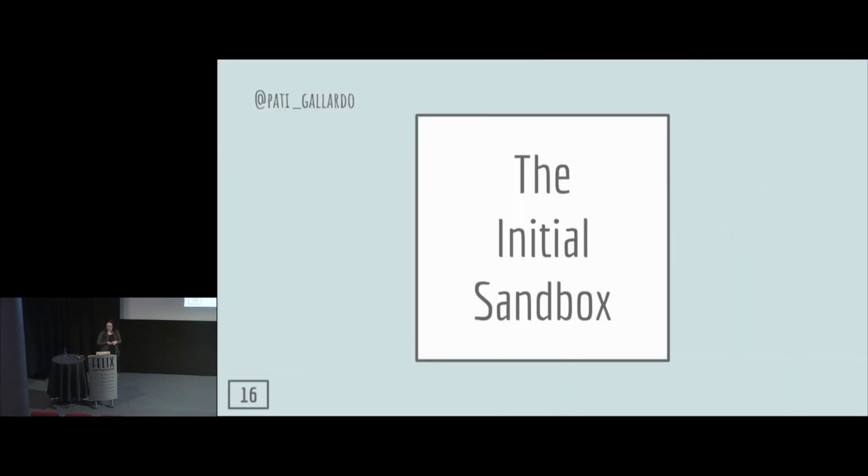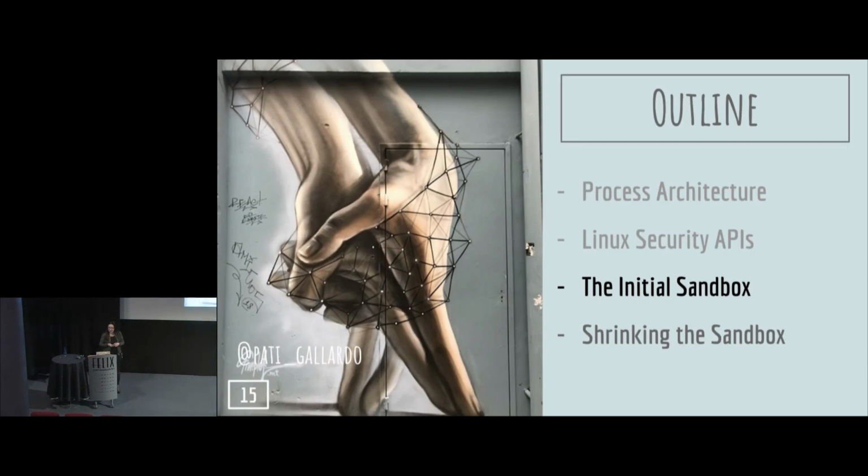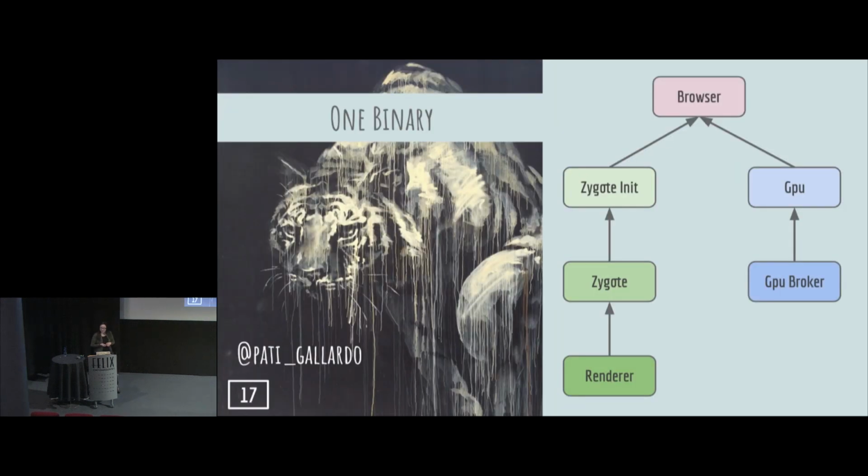So if we go back to the initial sandbox here, this is the structure of the applications. These are the running processes and their parent-child relationships. Since there's only one binary, you need some way to create these processes, because you have one binary and you have to re-execute it several times to create all of these different processes. And that's done in two different ways.